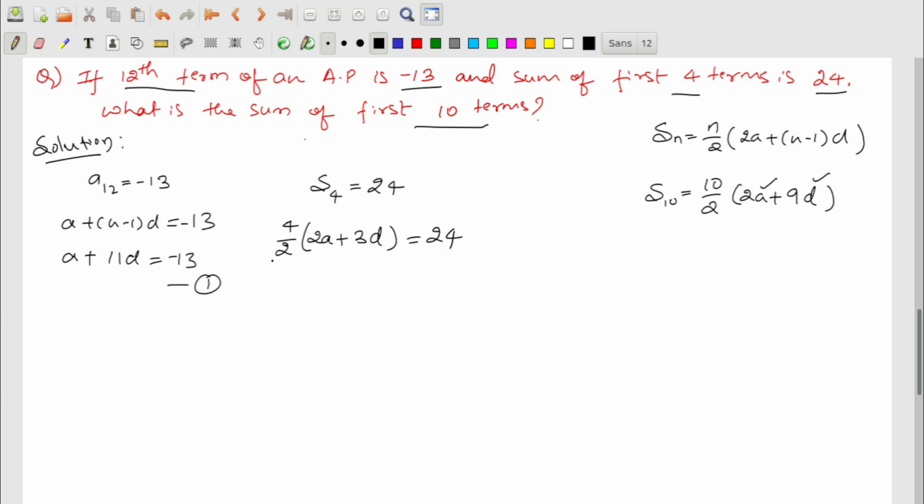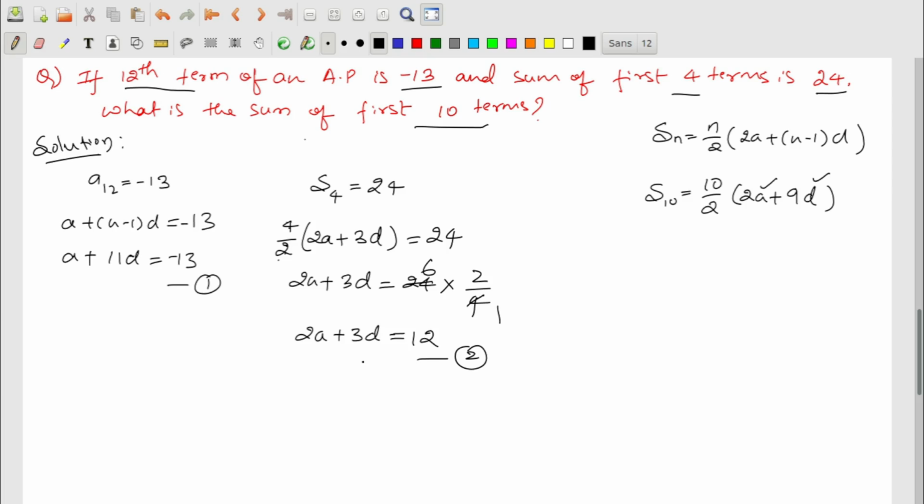So you can take this 4 by 2 to the RHS, you will get 2a plus 3d is equal to 24 into, see, 4 by 2, if you take it to the RHS, it will become 2 by 4, because 2 from the denominator will come in the numerator, 4 from the numerator will come in the denominator. So if you simplify this, 4 6 are 24, so 2a plus 3d is equal to 12. Now we got a simplified form. So this is your equation number 2.